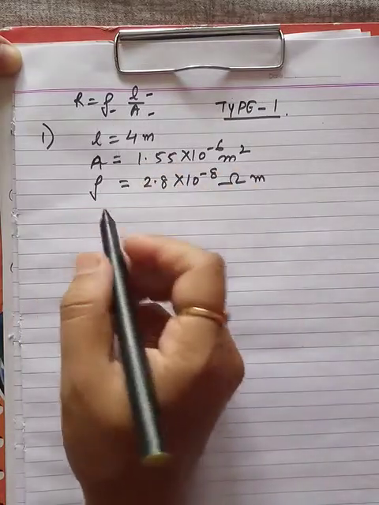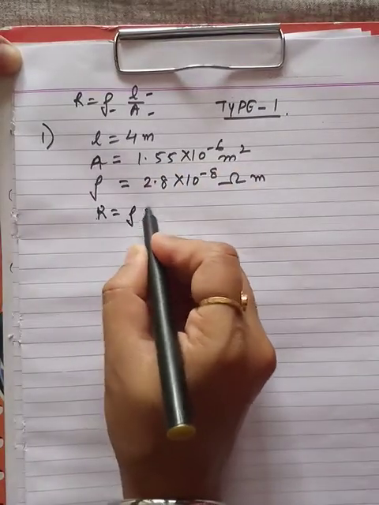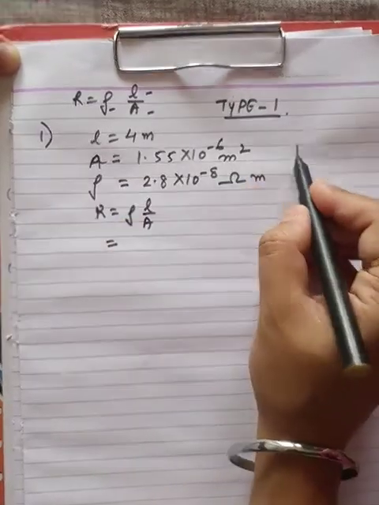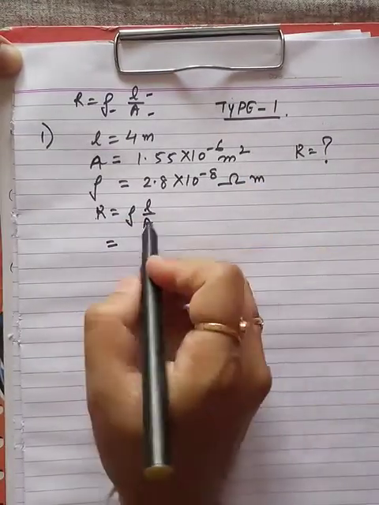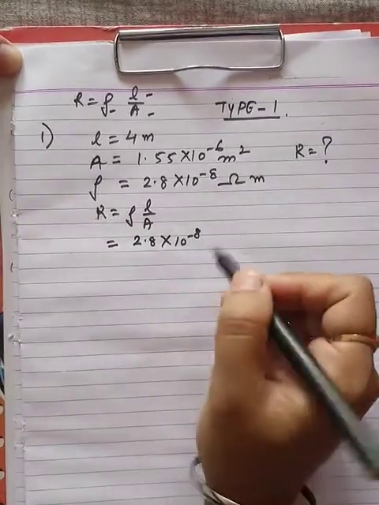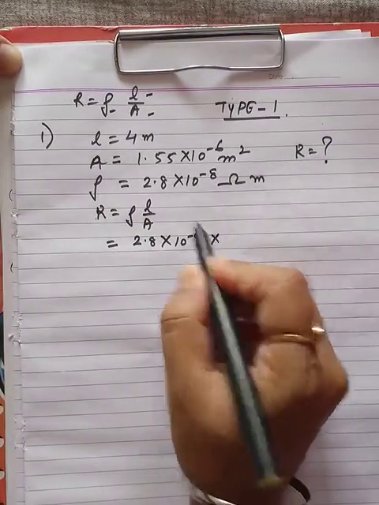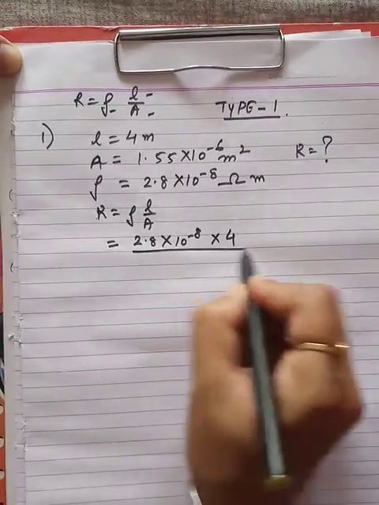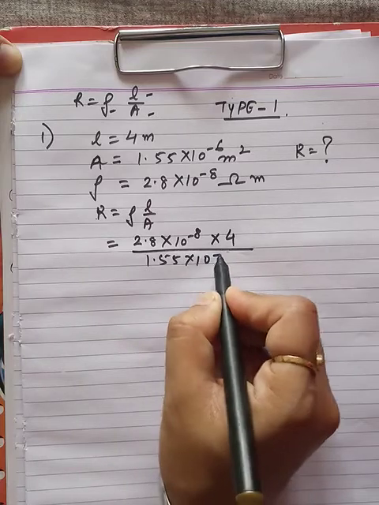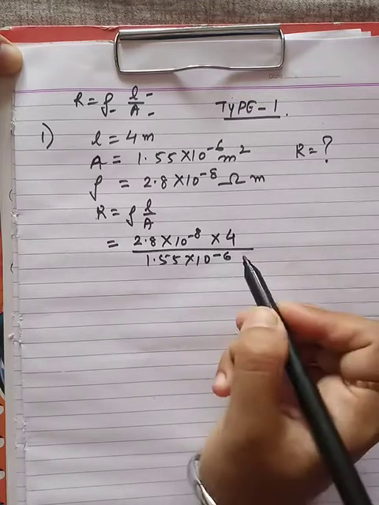So we will directly put in the formula. R equals rho L upon A, as resistance is to be found. Fine. Resistivity is 2.8 into 10 raised to power minus 8, multiplied by length 4 meter, area is 1.55 multiplied by 10 raised to power minus 6. Right.